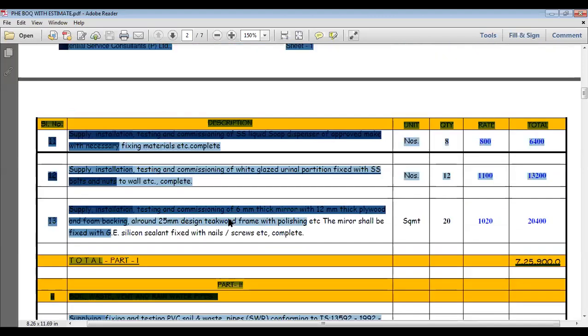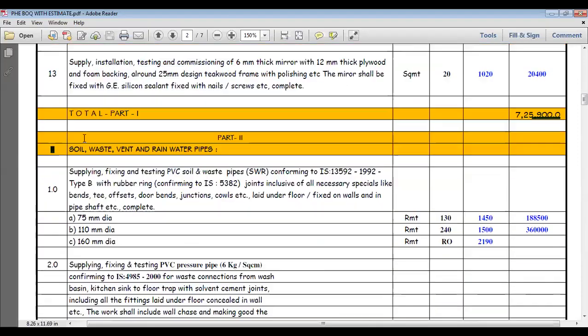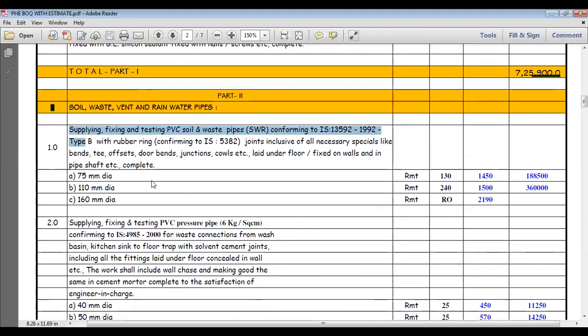After putting this one, soil, waste, vent and rainwater pipes. Pipe quantity separately you have to put. For the pipe: supply, fixing and testing of PVC soil waste pipe. Actually, PVC is not there. UPVC only. We are using UPVC soil waste pipe. That grade is SWR only. SWR means UPVC only. Wrongly put as PVC.